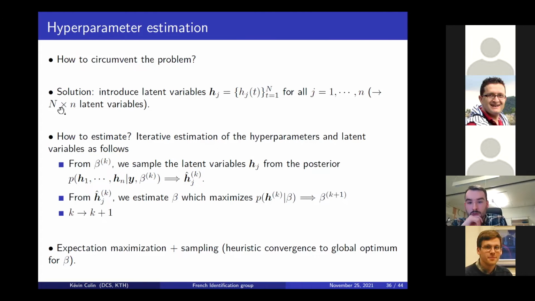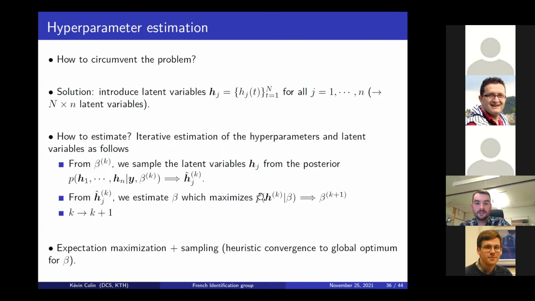And now how we perform the hyperparameter optimization. Here I really simplify the explanation because I'm not going to enter into details, but it's basically an iterative estimation of the hyperparameters and the latent variables like this. You start your algorithm with an initial value for the hyperparameter vector. Then from this hyperparameter vector, you sample the latent variables from the posterior here. You obtain estimates. From these estimates, you estimate the parameter vector beta, which will maximize this quantity.